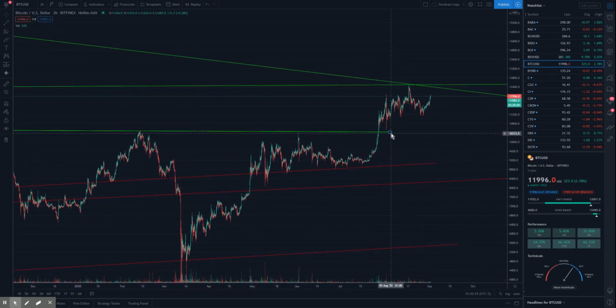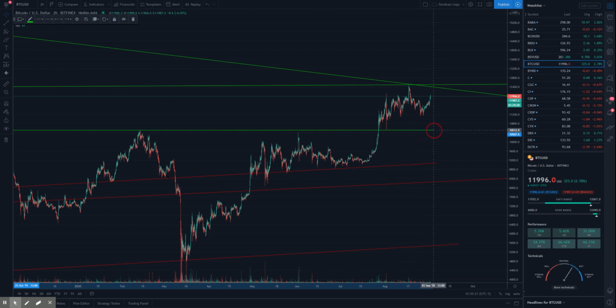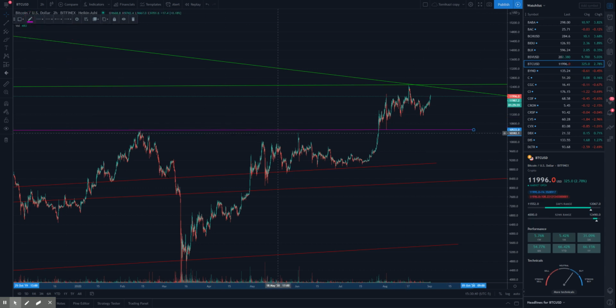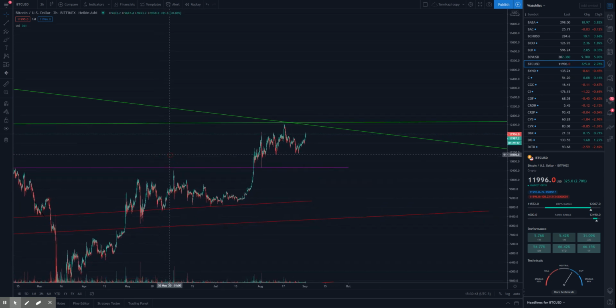You can see it became, so it was a resistance that became support. So sometimes if I think it's both, I'll just make it an in-between color there. So it could turn back into that if this does reverse here.